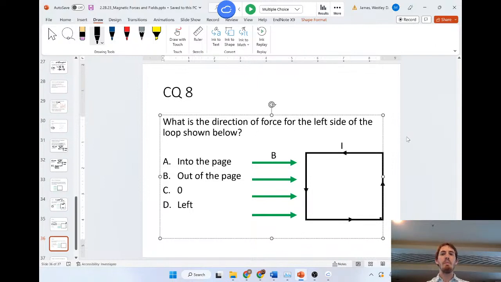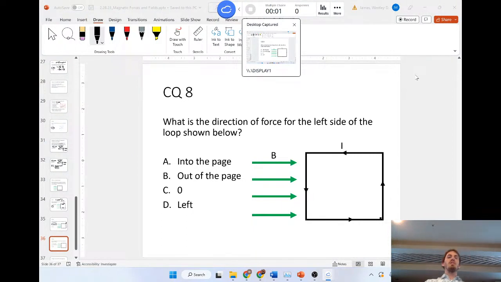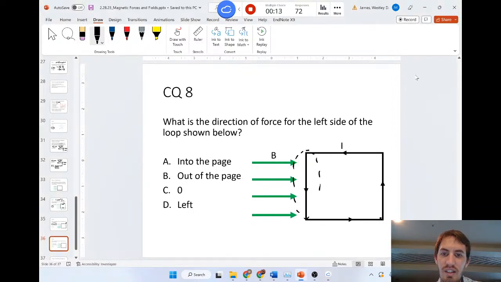With the power of copy and paste, I have made a new problem. What is the direction of the force for the left side of the loop? So the right side, we just said, was into the page. What is the direction of the force on the left side? Here, current is going down.